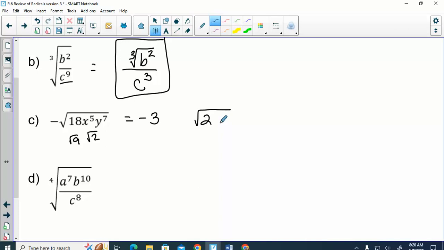All right, if I have 5 x's, how many groups of 2 can we form? 2 groups of 2. How many are left over? So an x squared comes out, and an x stays underneath. If I have 7 y's, how many groups of 2 can I form? How many left over?